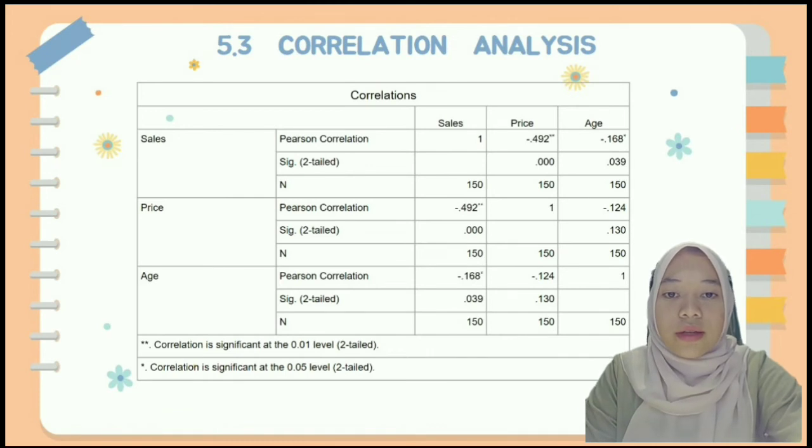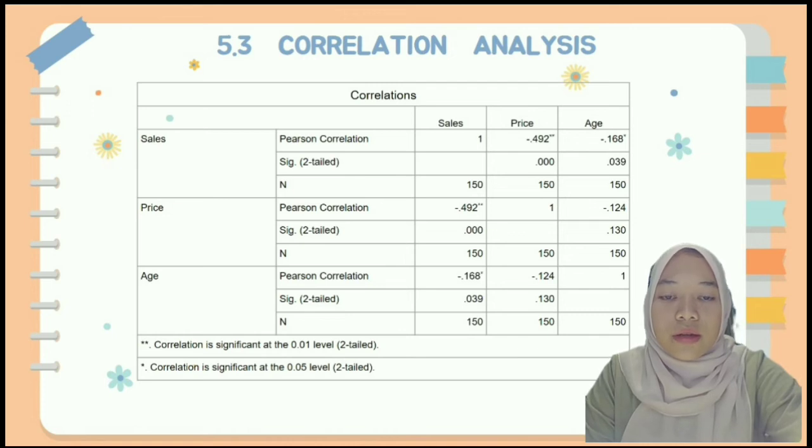5.3 Correlation analysis. Based on the table showing the correlation of sales, price, and age, the R value shows that there is a perfect correlation, R equal to 1, between sales, price, and age. The R value between sales and price is negative 0.492. Next, the R value between sales and age is negative 0.168. Lastly, the R value between price and age is negative 0.124.